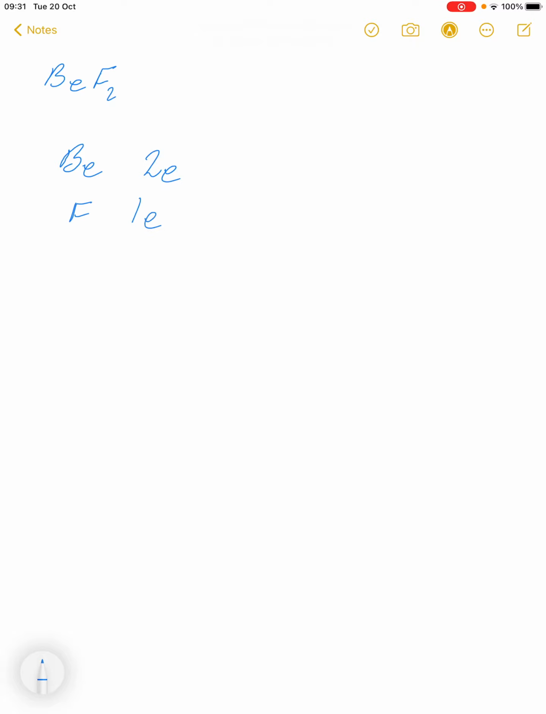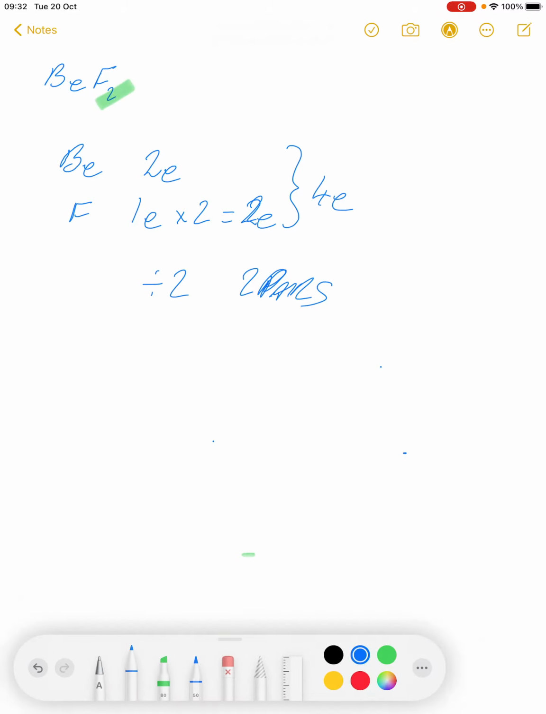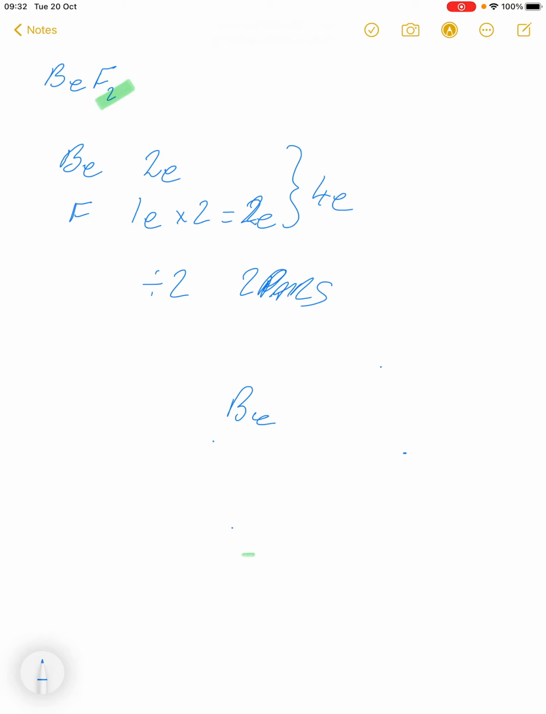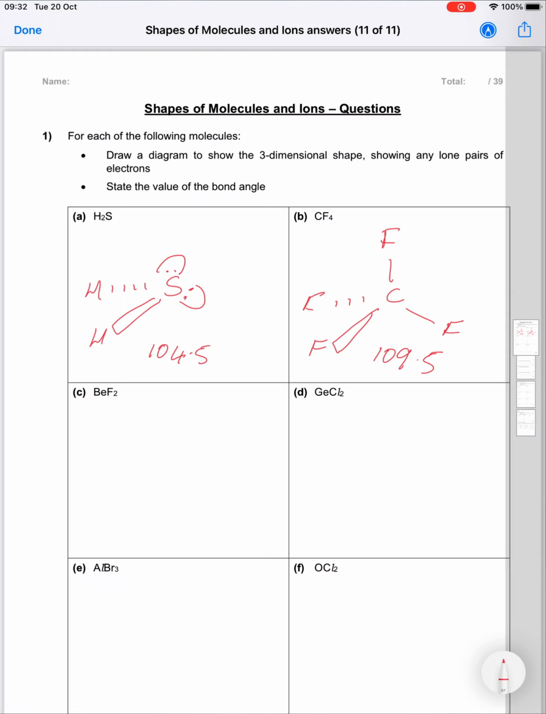Fluorine forms 1 covalent bond each, and there are 2 of them, so that's going to be 2 electrons. That's a total of 4. Divided by 2, that gives me 2 pairs. Check the formula. There's 2 there, which means I'm only going to have 2 pairs around that, so it's going to look like that, which is linear with a bond angle of 180 degrees. So we draw that in here. So fluorine, beryllium, fluorine, 180 degrees.